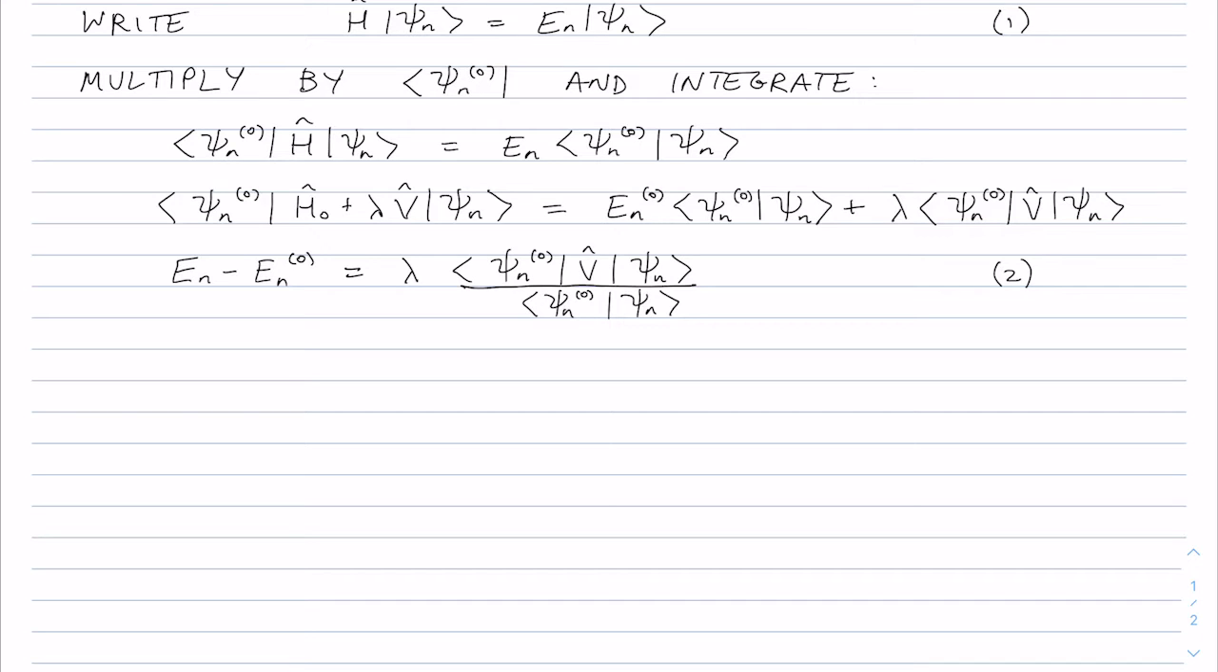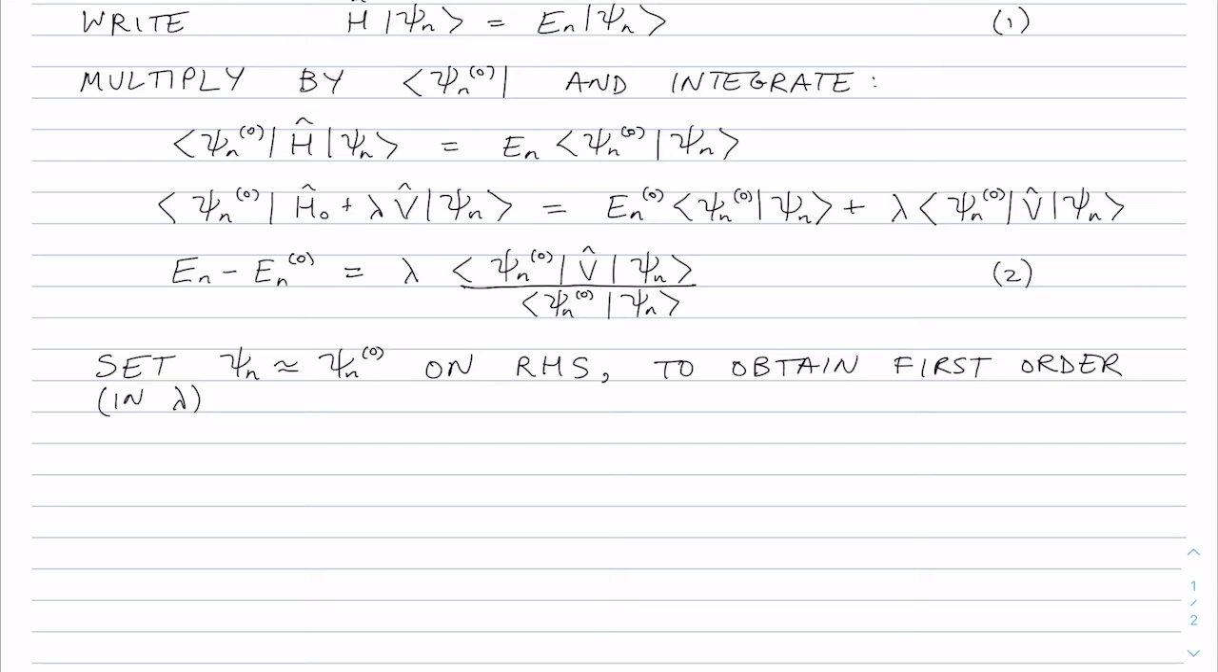So now I have to start doing my order by order expansion. The first thing I want to do is set psi n approximately equal to psi n 0 on the right hand side to obtain the first order, that's first order in lambda, correction to the energy.